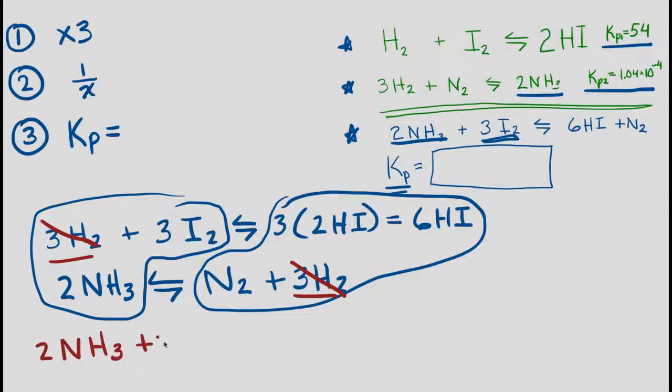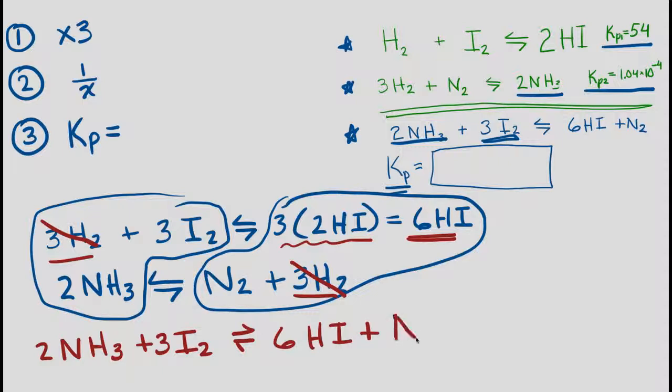So on the left we have 2 NH3 plus 3I2, and that's going to give us, remember it's this one we're using, we're not using this one, even though it's the exact same thing, 6HI plus N2.